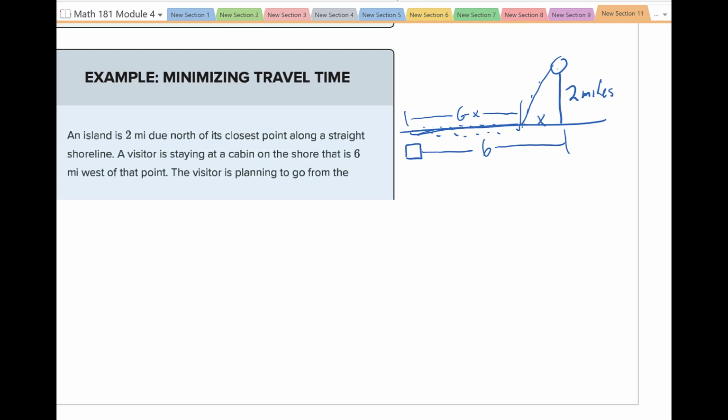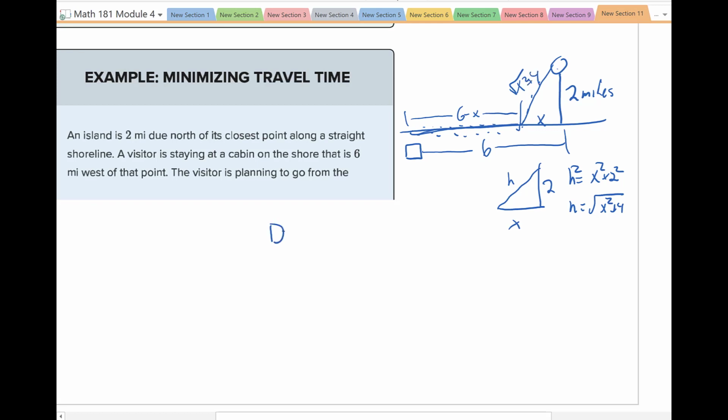So if you think about that triangle, that is a right triangle. This is 2, this is x, and this is, call it h, I guess. h squared equals x squared plus 2 squared. So h would be the square root of x squared plus 4. And that's this distance here, the square root of x squared plus 4.